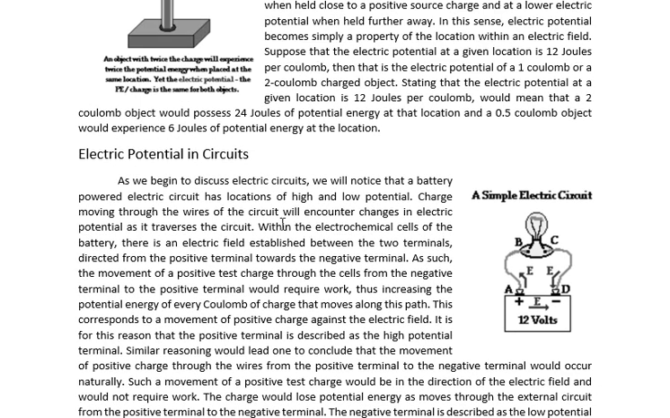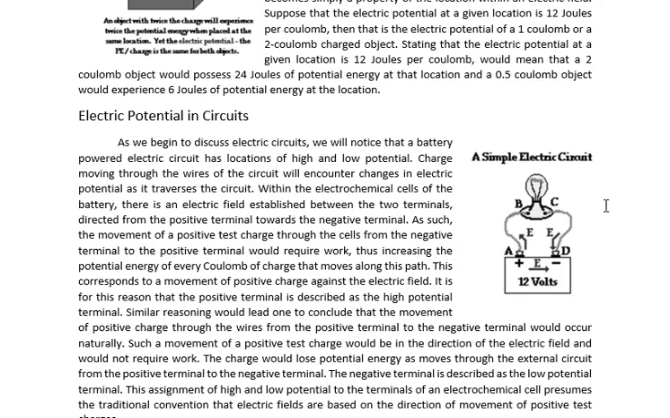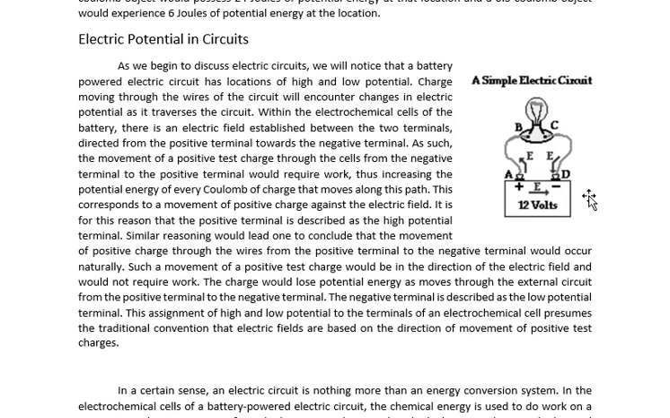So you have here electric potential in a circuit. Electric potential in a circuit is our source voltage. Okay, so why?